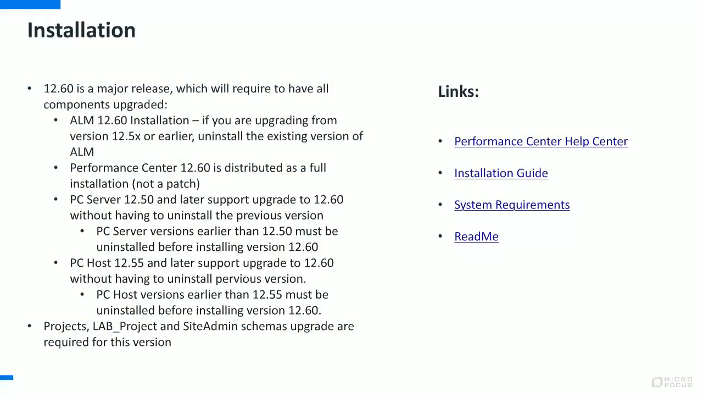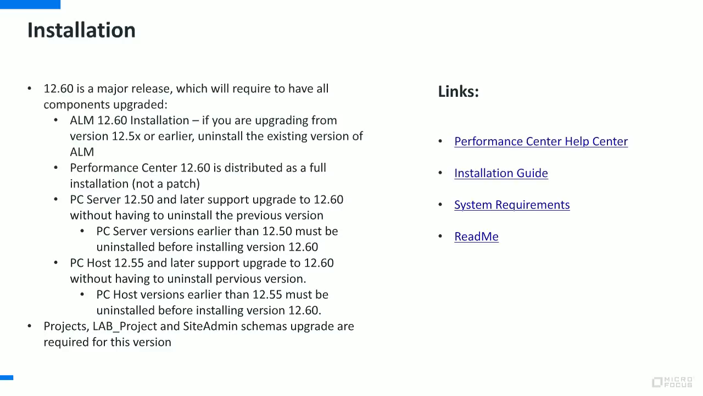Now, just from an installation and upgrade perspective, 12.60 is considered a major release, which requires all components to be upgraded. So for the ALM platform server, if you're upgrading from ALM 12.5x or earlier, you'll have to uninstall that existing version and then install ALM 12.60. Performance Center 12.60 is distributed as a full installation, so make sure you understand it's not a patch, it is a full installation.